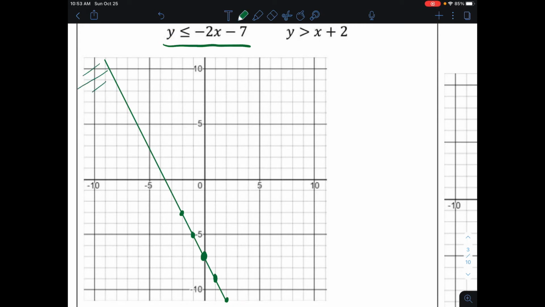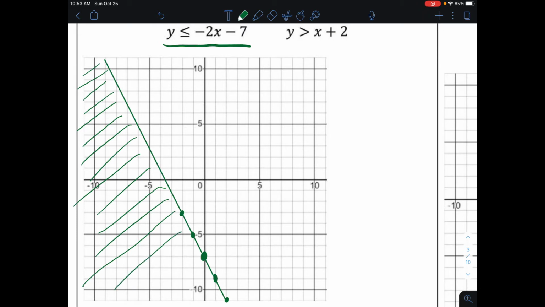So everywhere in this region, I'm just going to do lines here instead of coloring the whole thing in. But anywhere in this marked up region would be a possible solution to that first inequality.